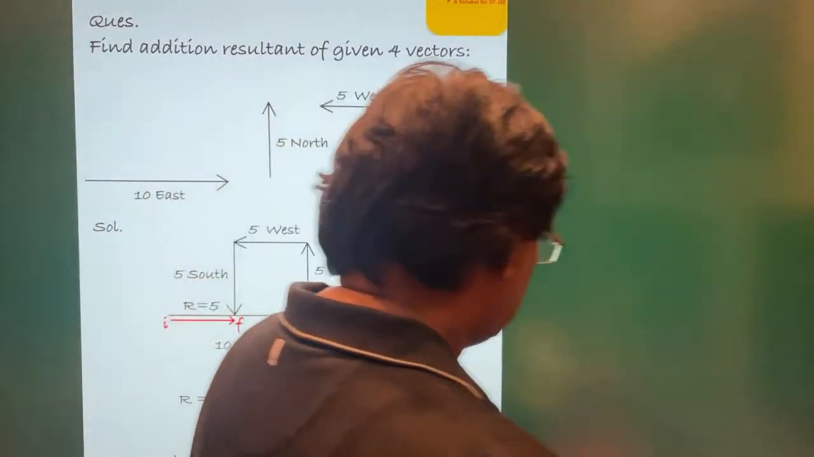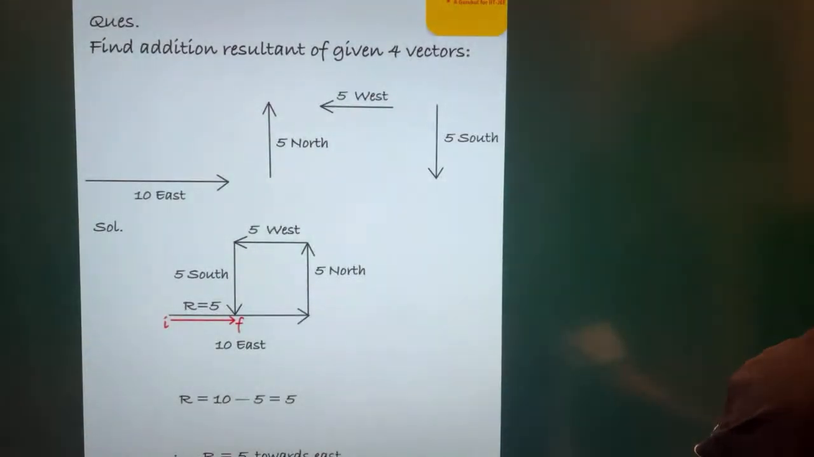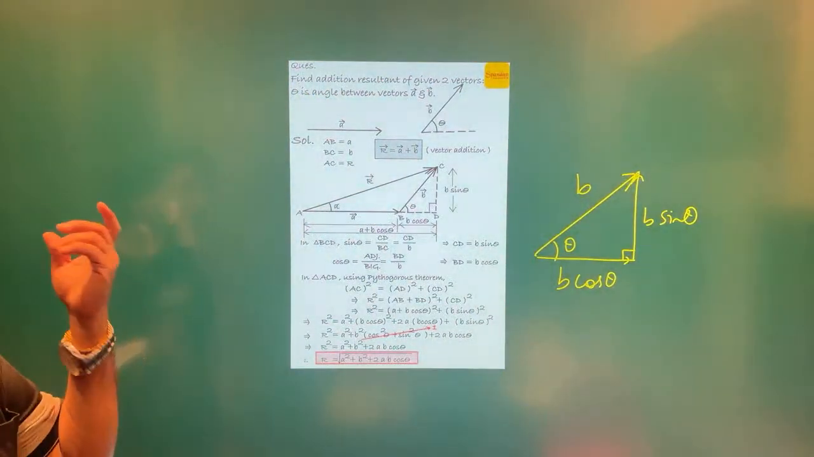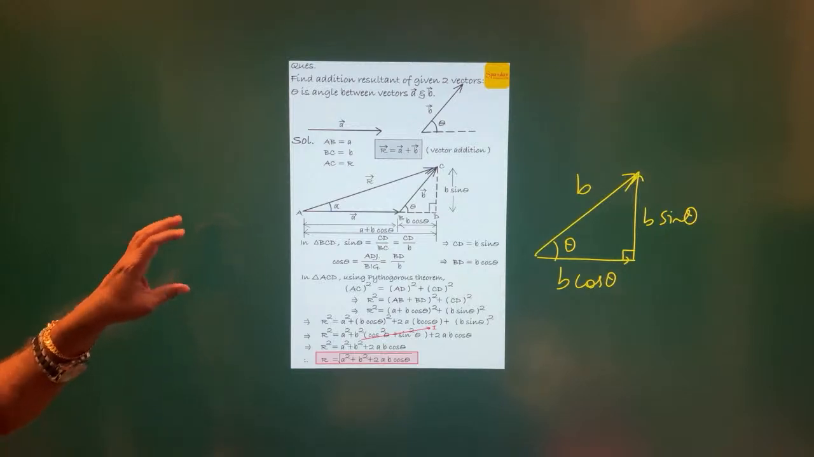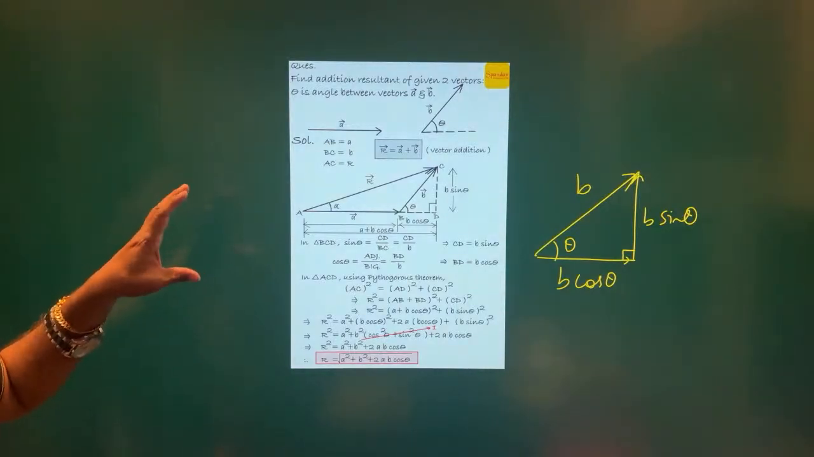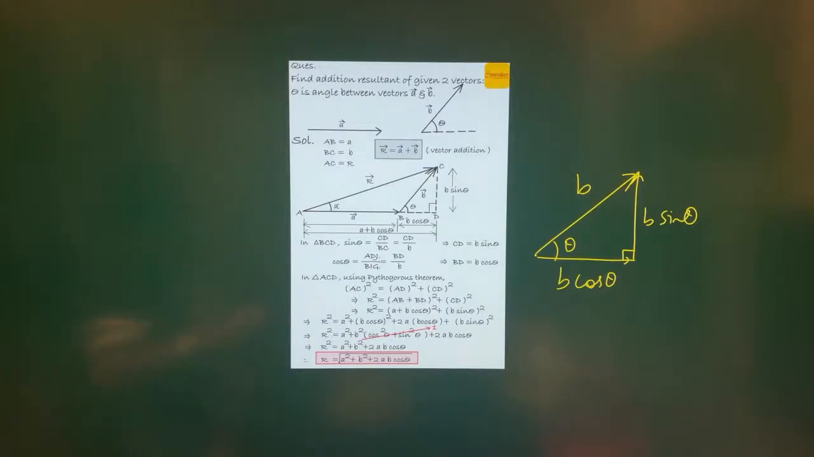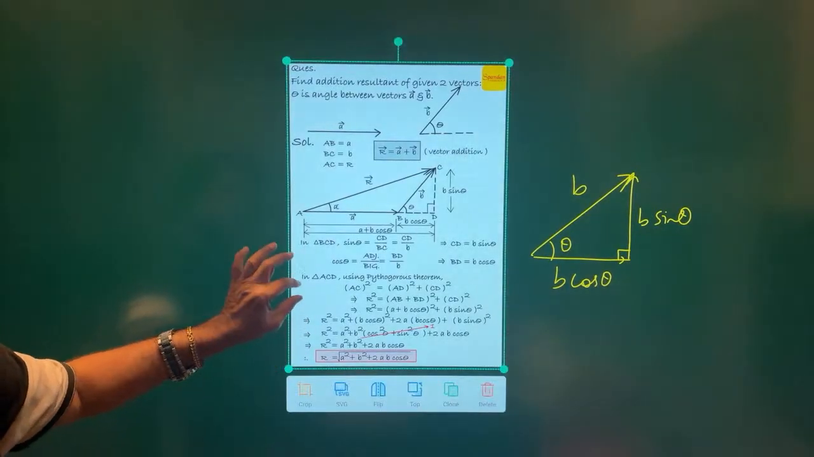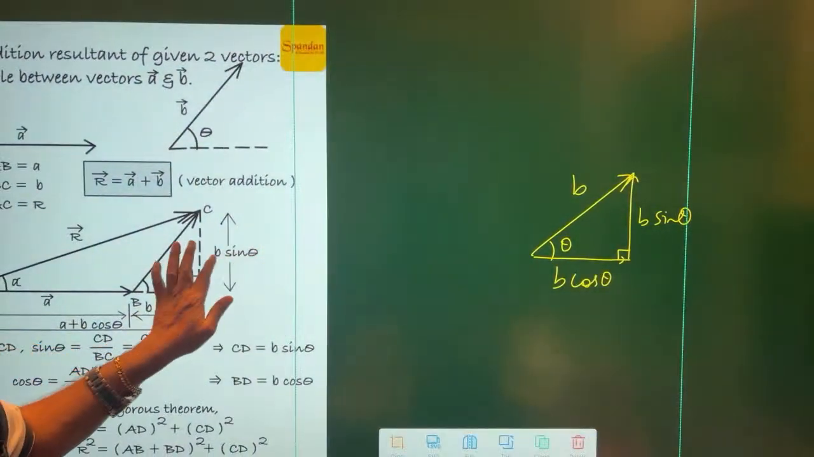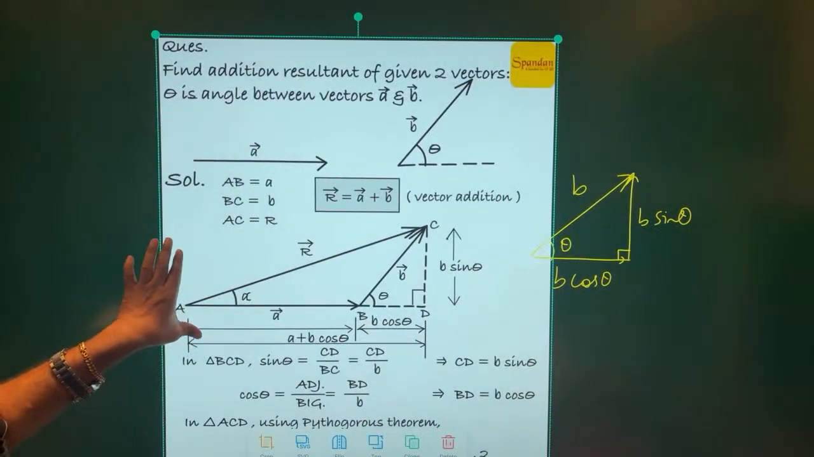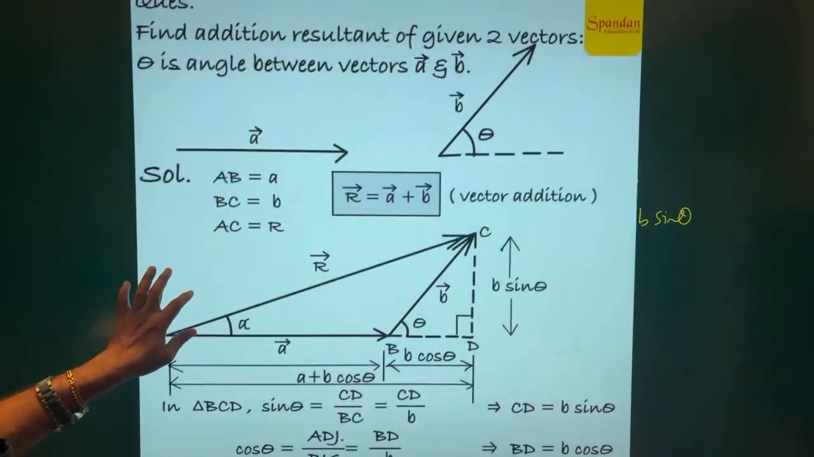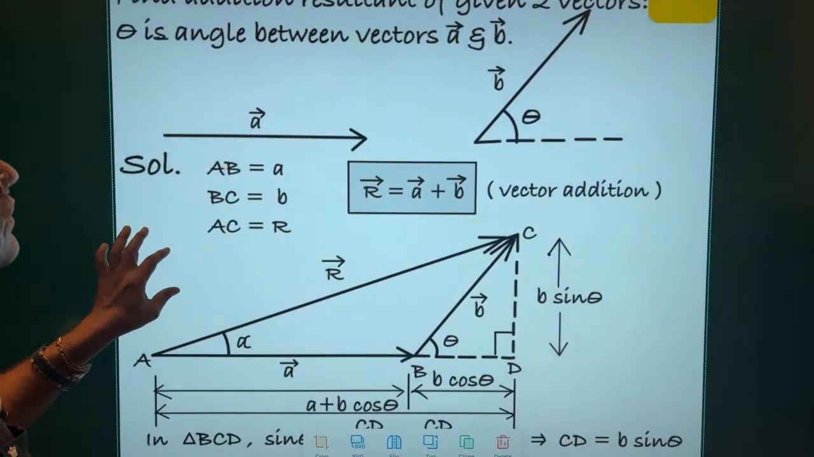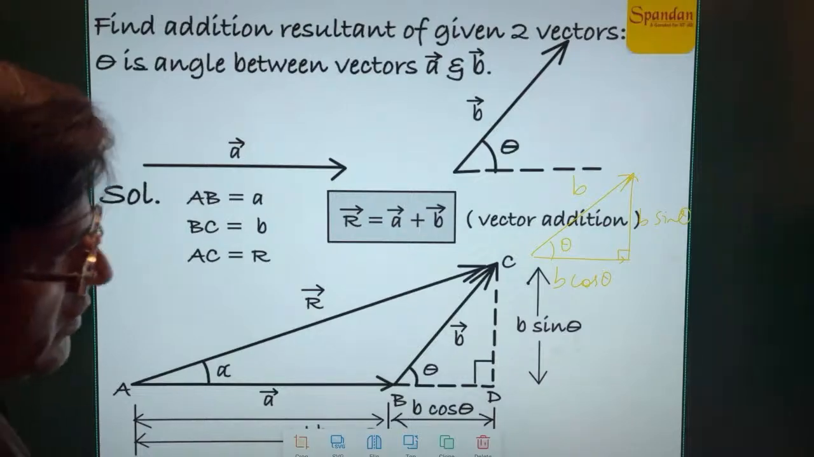So if we have to add two general vectors A and B at an angle theta, then how will we use it? That means we have to find the addition resultant of the given 2 vectors. So we are getting 2 vectors A and B, and theta is the angle between vectors A and B, and we have to find the addition resultant. Clear? Is it making sense?